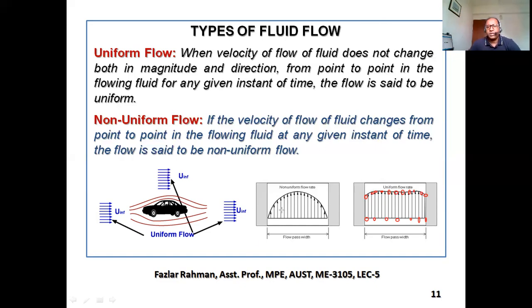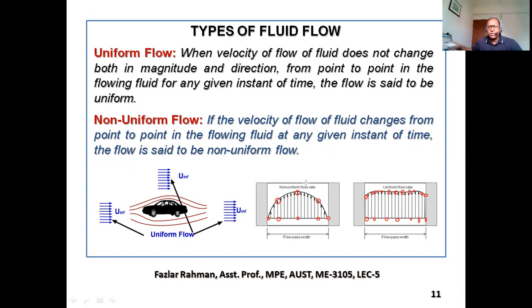And non-uniform flow: if you look over here in the left side figure, you see the fluid particle right over here is not traveling that much. But the fluid particle right over here travels from here to this much distance. And the fluid particle right over here travels from here to here. And in the middle, it travels more distance. So that means at each point, the velocity is not the same. That's why this type of flow is called non-uniform flow.